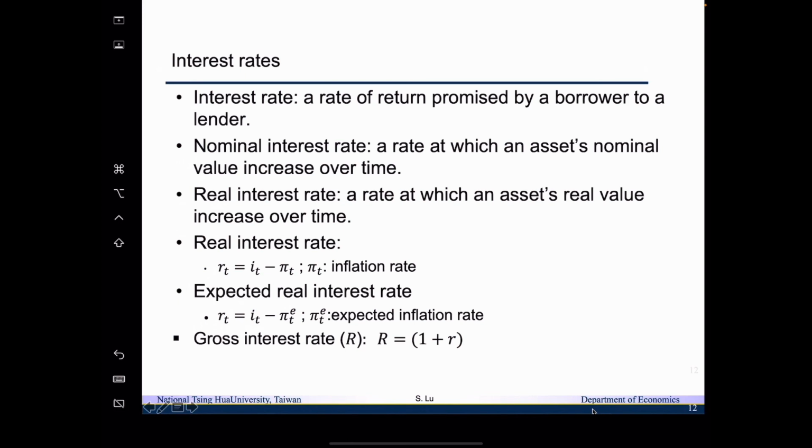That is because when we put in the nominal interest rate as r, then the uppercase R will be the gross nominal interest rate. If I put in the real interest rate as the lowercase r in this formula, then it will become the gross real interest rate.